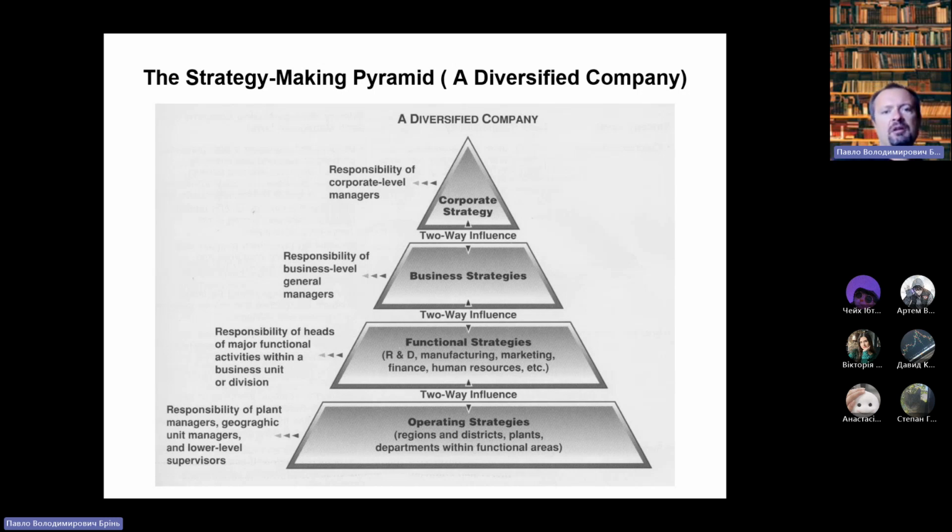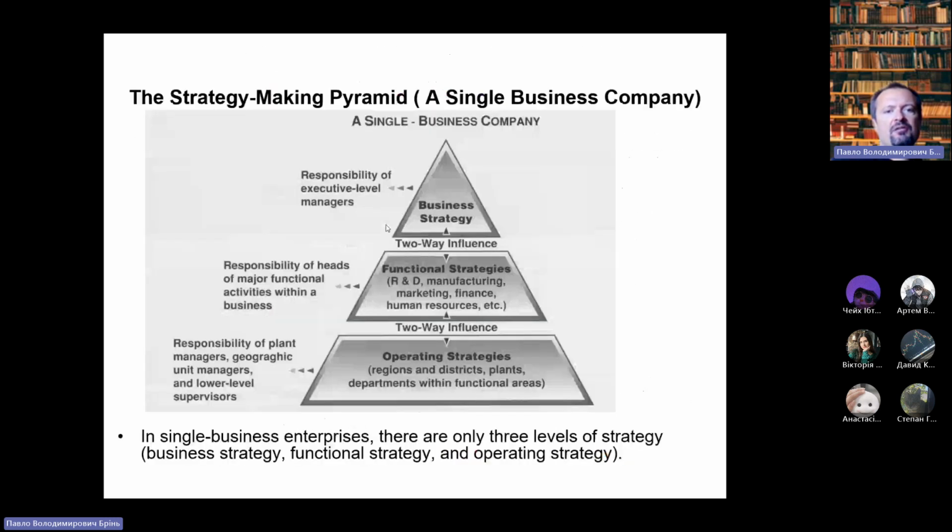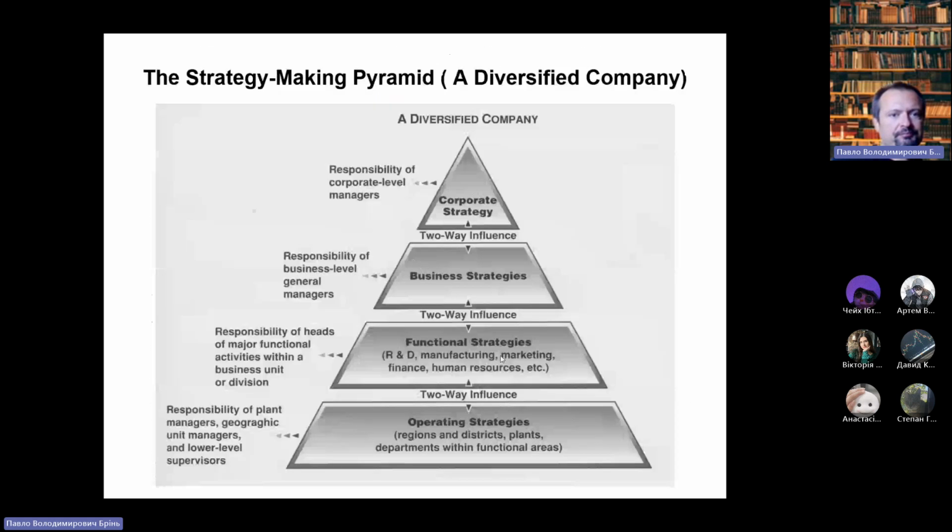And if a company is a non-diversified company, it has just 3 levels: business strategy in singular, and in plural, functional strategies and operating strategies. Just to understand the general hierarchy of strategies. Let's begin not with the highest level, but with the second level.